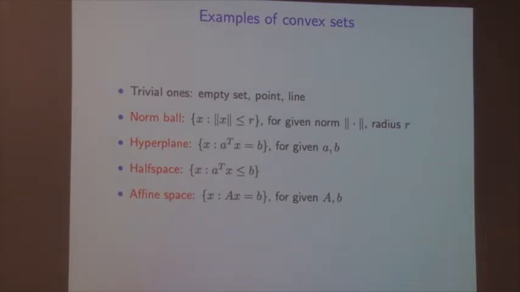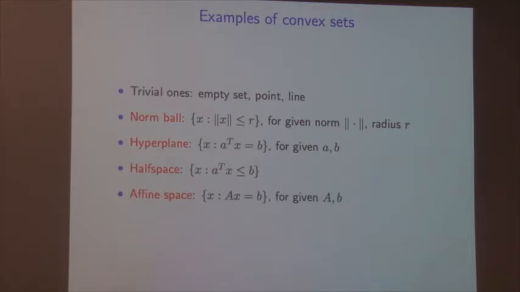A hyperplane is convex. That's the set of all x for which A transpose x is equal to b for a given constant a and b. If x is in R2, for example, then a hyperplane just looks like this, right? It's a line. And if x is in Rn, then a hyperplane is an n-1 dimensional subspace that has the property that A transpose x is equal to b for some constants a and b.